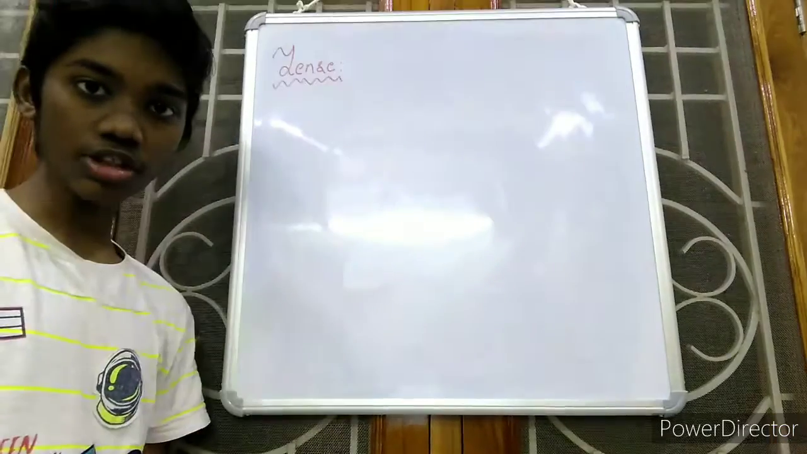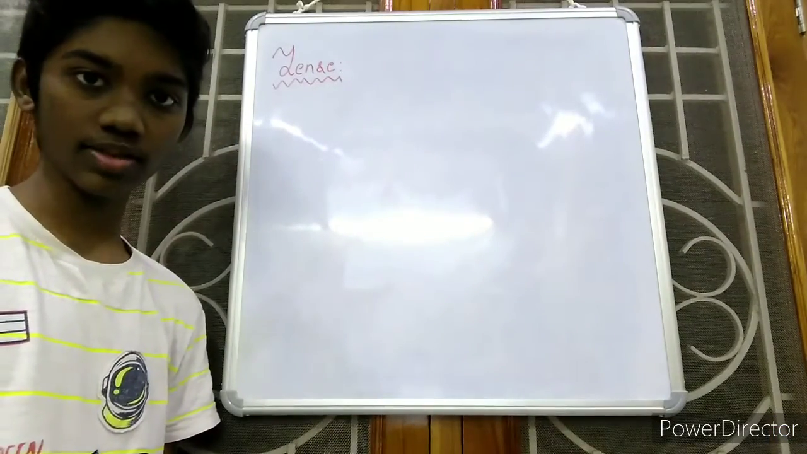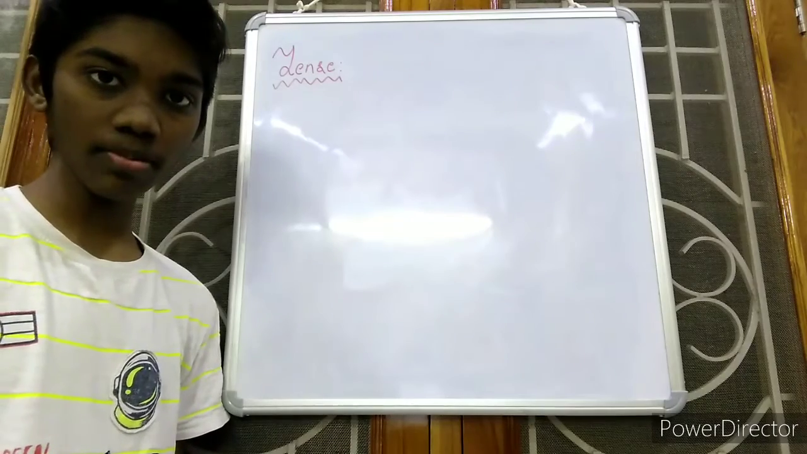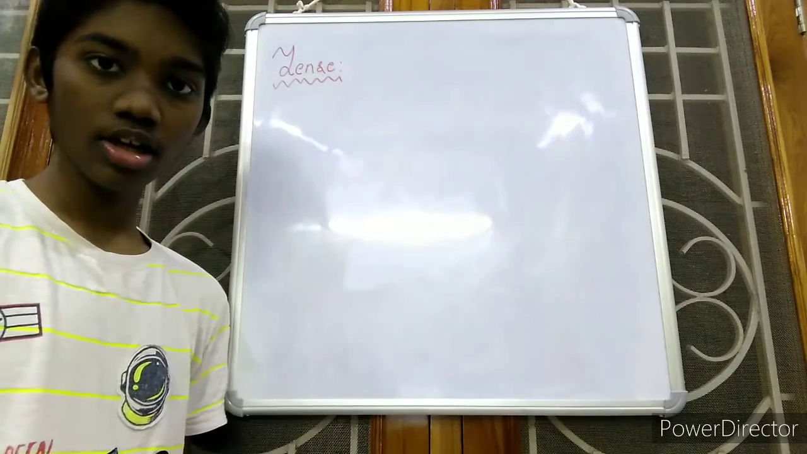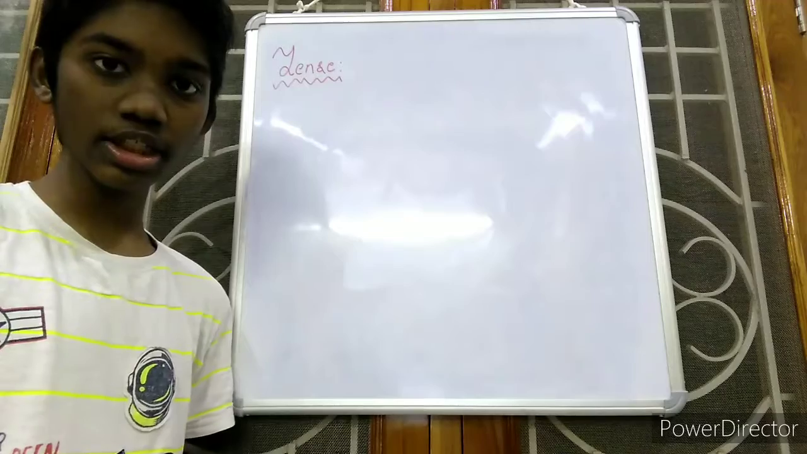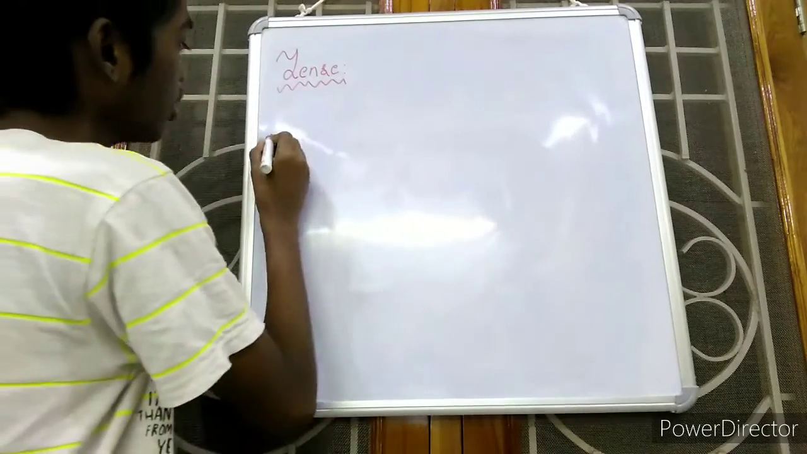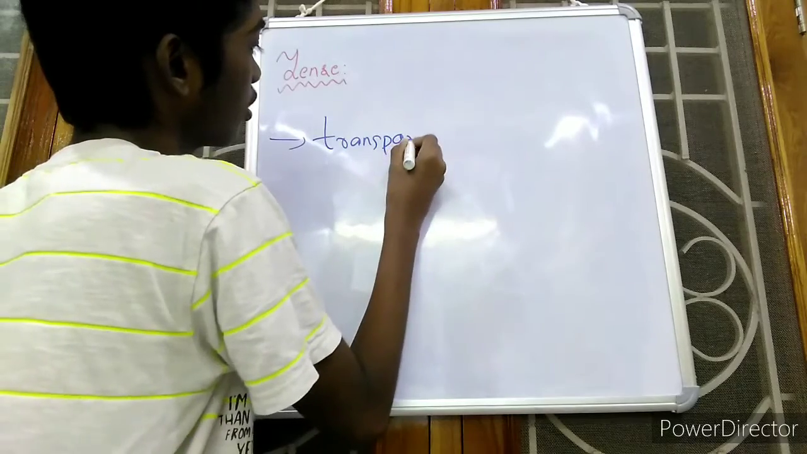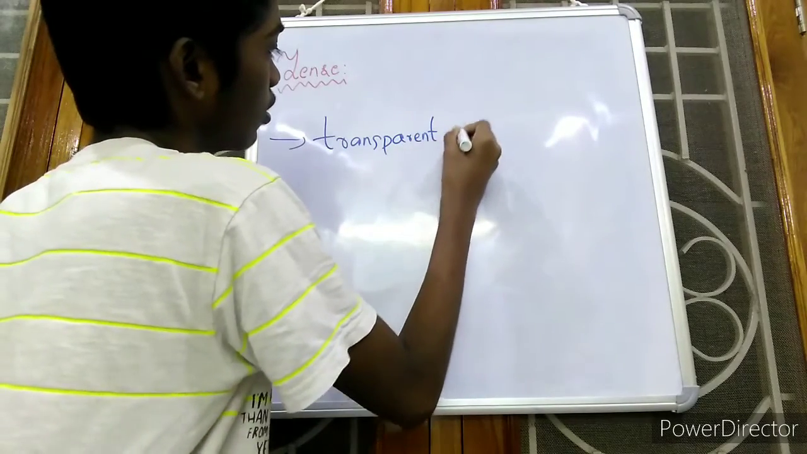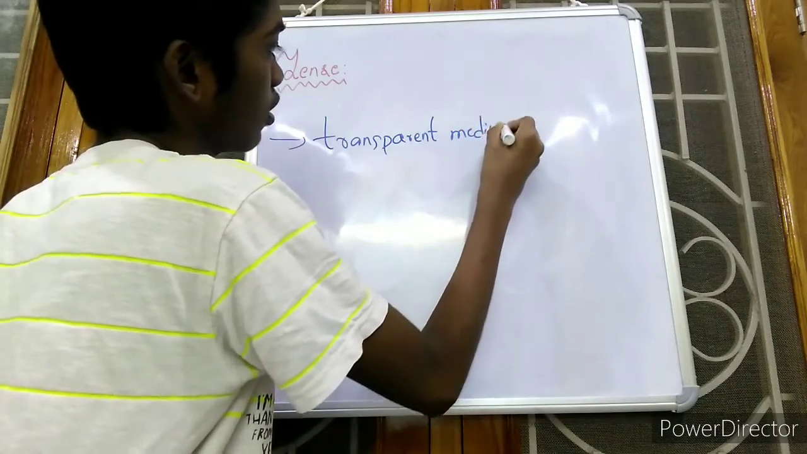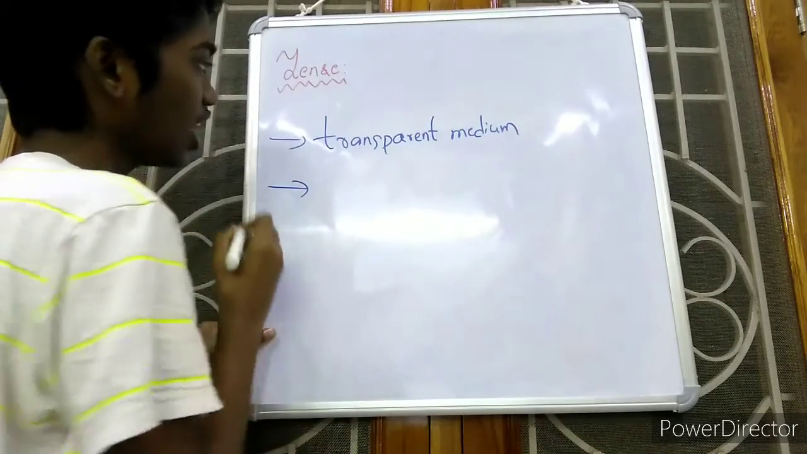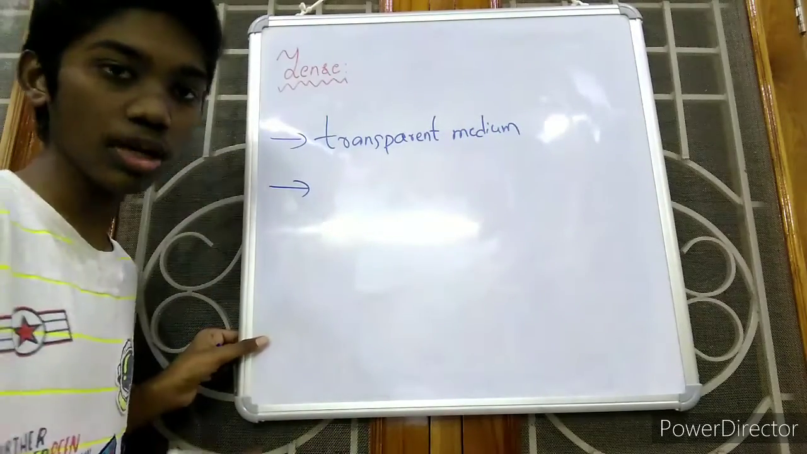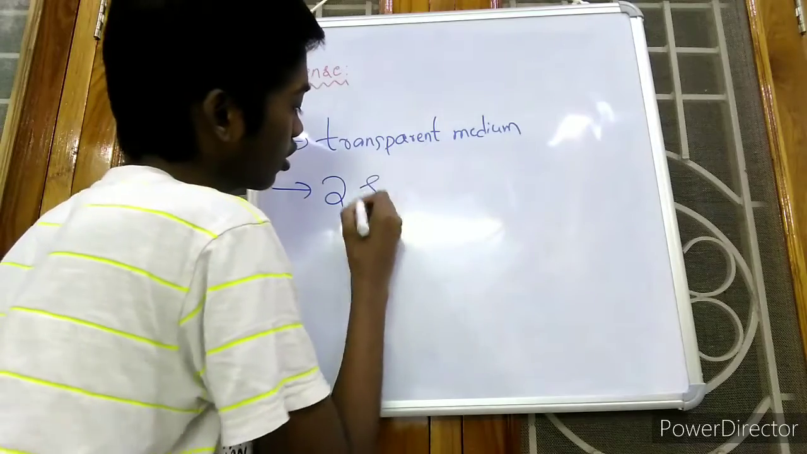In this video I'll explain the lenses and some of the types of lenses. First of all, let us know what is meant by a lens. A lens is a transparent medium which has at least two surfaces, among which at least one surface is curved. First of all, a lens is a transparent medium. So it is a transparent medium which has two surfaces.